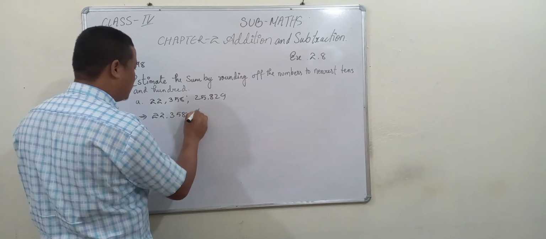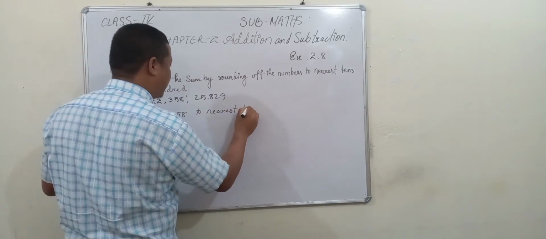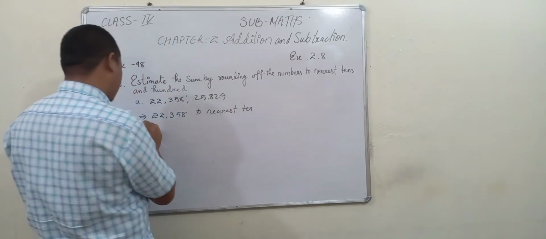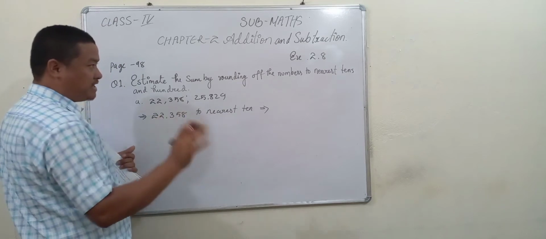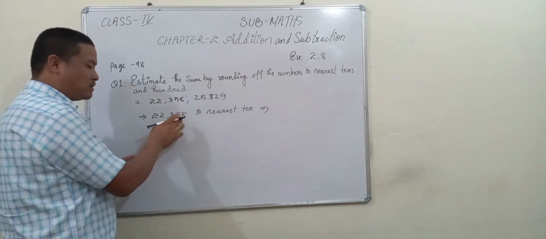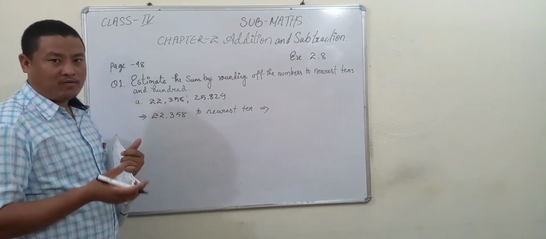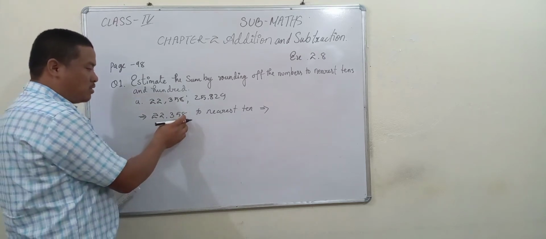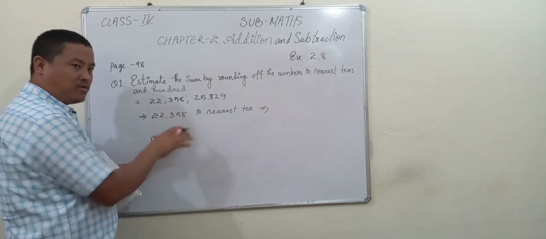$22,358 to the nearest 10. Look, nearest 10 means we'll see the ones place. What number is there? Is it 5, greater than 5, or less than 5? In the ones place there is 8, so it is greater than 5.